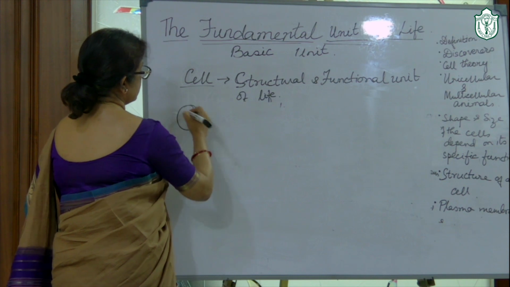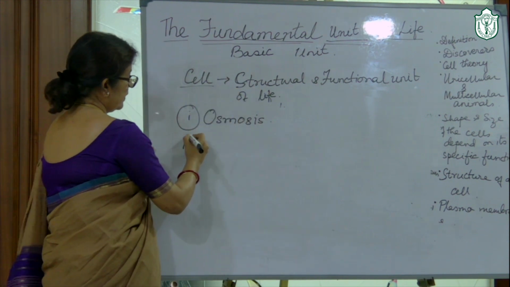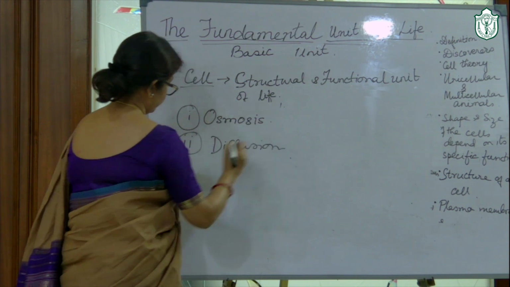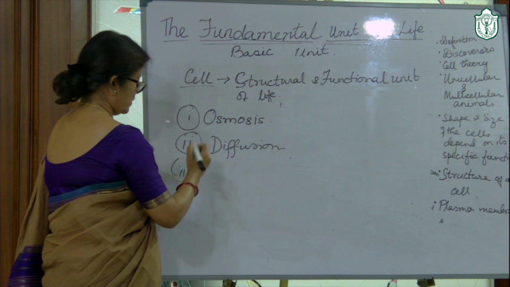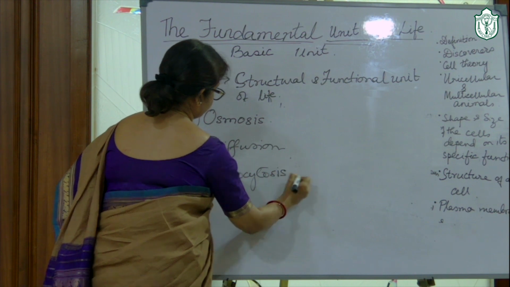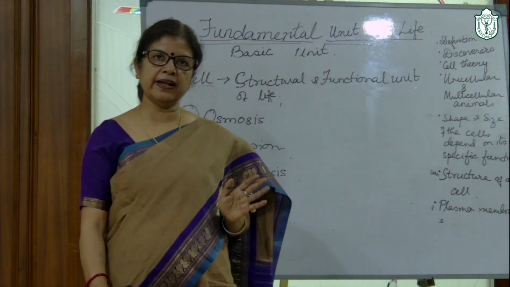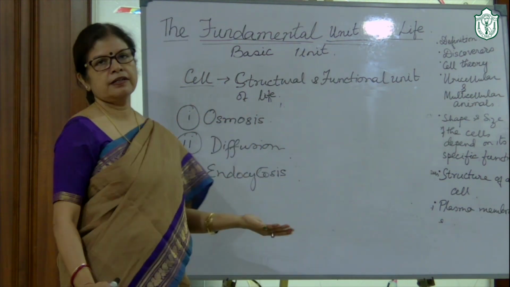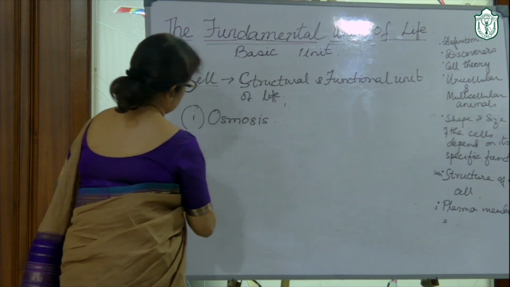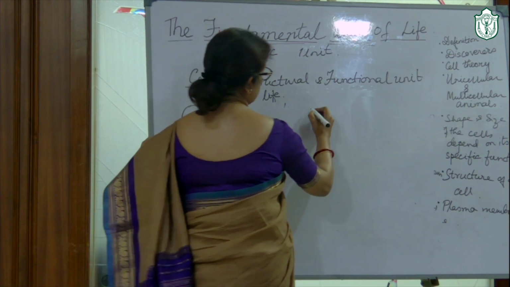Now, what are these methods or ways of transportation? Number 1 is osmosis, which you are going to study. Number 2 is diffusion, and movement of food in amoeba, endocytosis. So, ways of transportation through the cell membrane: osmosis, diffusion, endocytosis. Now, coming to osmosis. I will define it. You will get 2 terms.